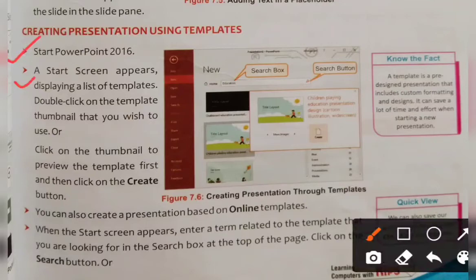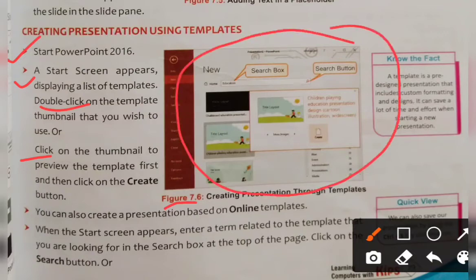Or there is another option: click on the thumbnail of the template preview first and then click on the Create button. If you want to preview the template, you can use the thumbnail, but if you want to use it directly, you will double click on the template. And you can see figure 7.6. In this figure, templates are available here. You can see, so these are the templates. These templates can be used by the users to make a presentation.